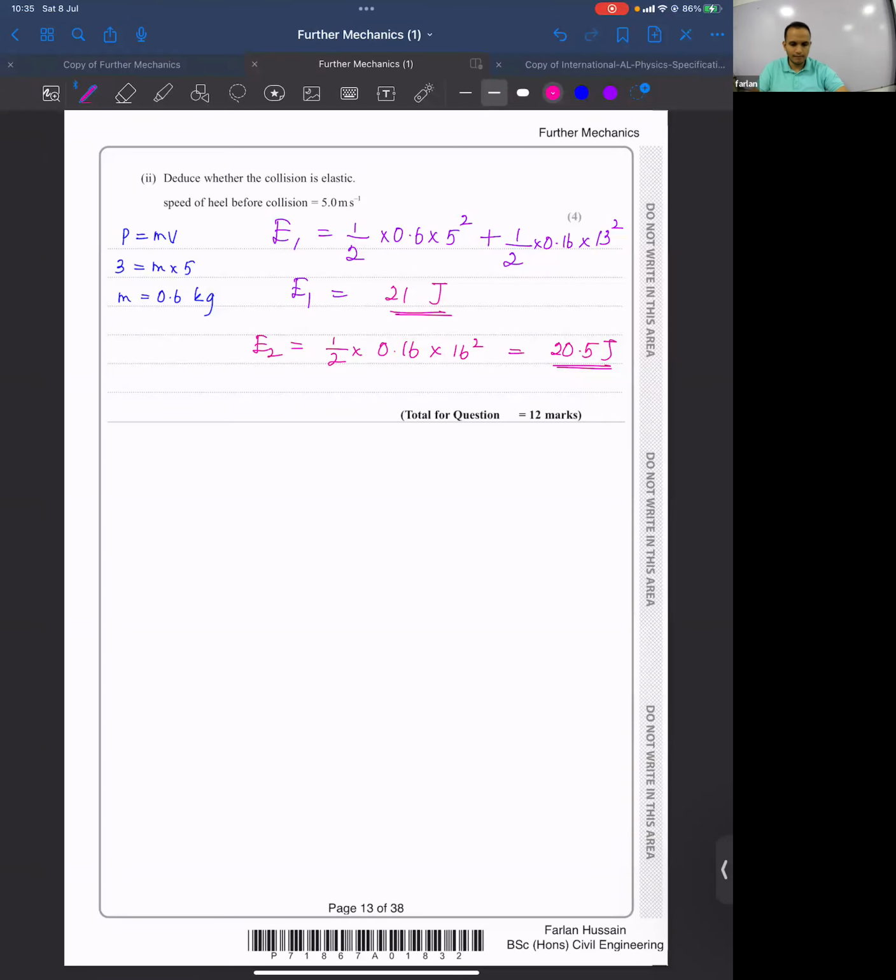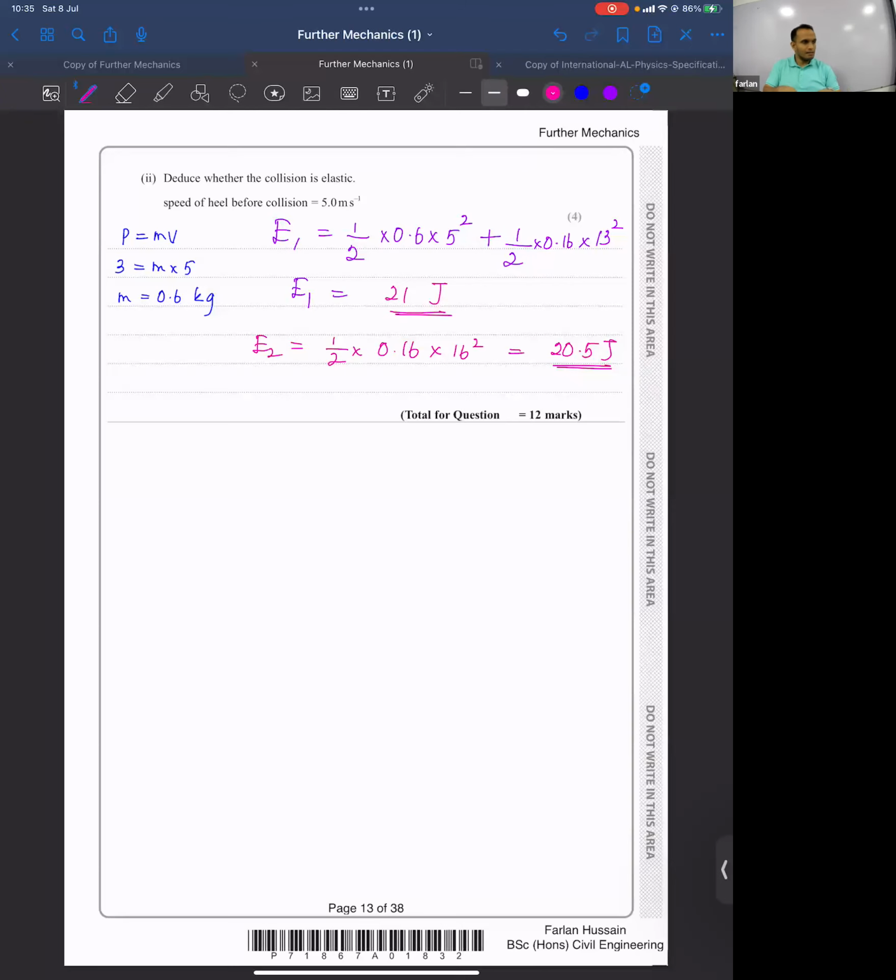I feel like you can put it both ways. One can say there is a loss in the kinetic energy, so it is inelastic. One can say the kinetic energies are almost the same, so it is elastic. But to be on the safe side, my answer will be that it is inelastic. There's a drop of 0.5 joules.